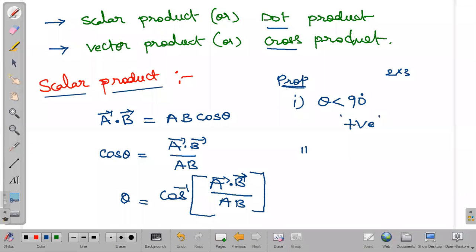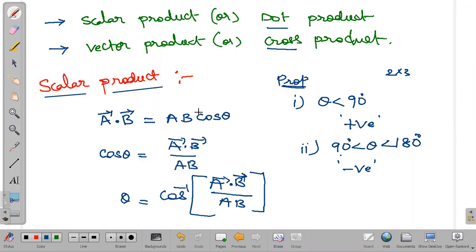Next, if the two vectors are aligned in such a way that the angle between them is obtuse. Obtuse angle means theta, the angle between the two vectors, is greater than 90 degrees and less than 180 degrees. In such a case, the scalar product of the vectors will be a negative value. So that is about two simple properties.